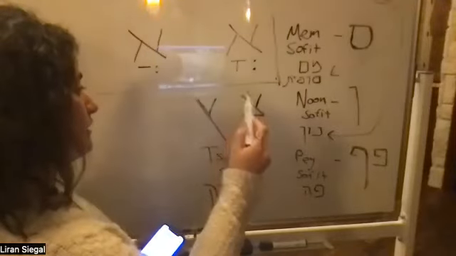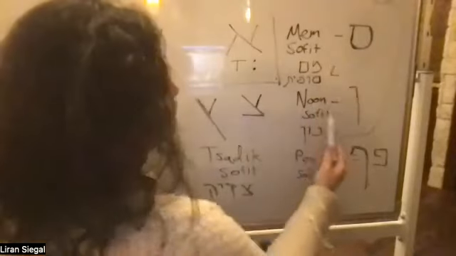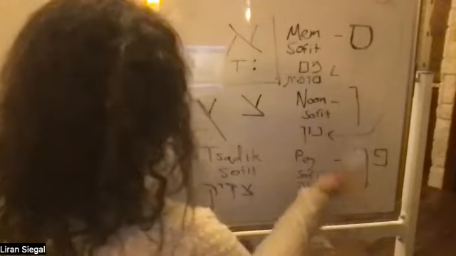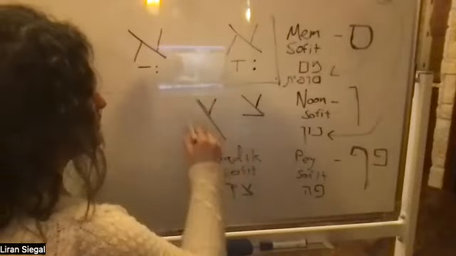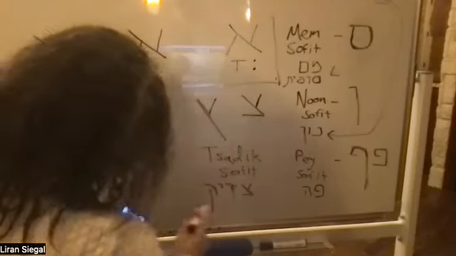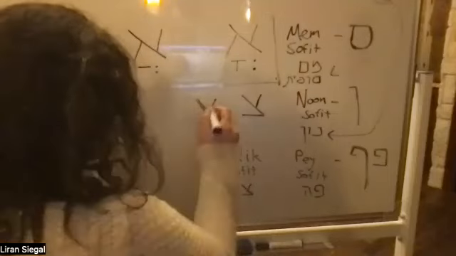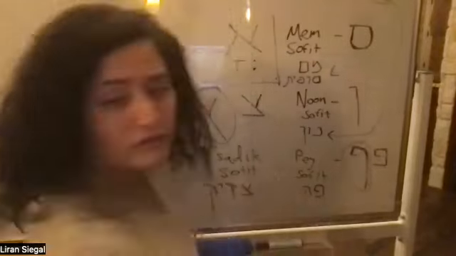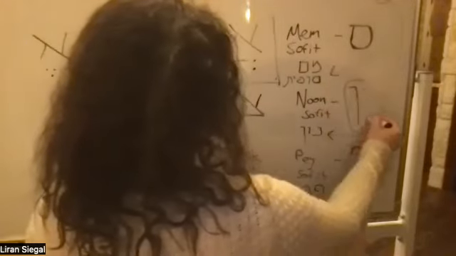So this is your tzadik, okay? We have mem sofit, nun sofit, pey sofit, and tzadik sofit. One second, need a better marker. Let me get the blue one. We only use these on the end of a word, and we have to use these on the end of a word, just so you know. If it ends on a nun, we have to use the ending nun. If it ends on a mem, it has to end on a mem sofit.